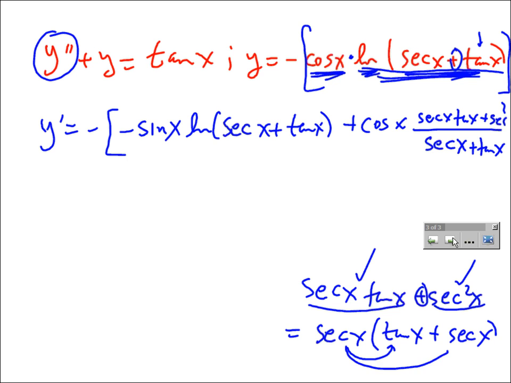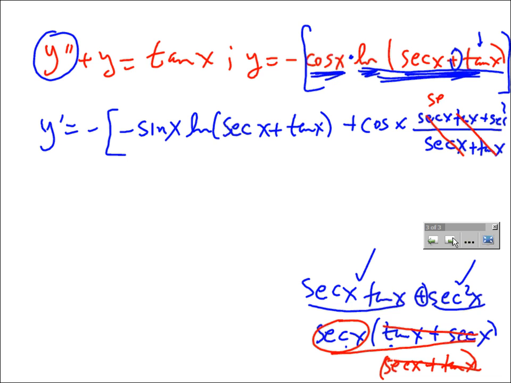But what are we doing with that numerator? That's the numerator on the bottom. Now we are dividing it by secant x plus tan x. But this bottom is the same as tan x plus secant x. This cancels out and you just get secant x. So this mess is just secant x.